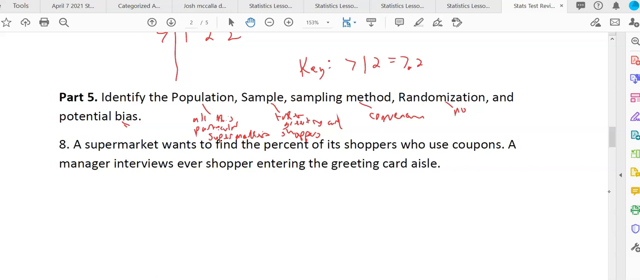We're not sure. Do greeting card shoppers represent a typical shopper? A typical shopper. So I guess that'd be the question.